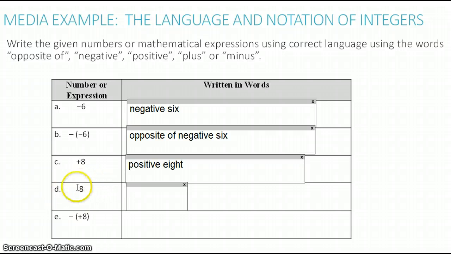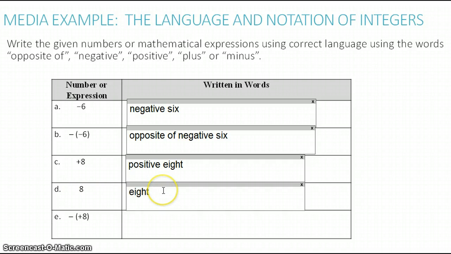For part D, we have an 8 but no symbol. So we learn that typically we don't write the positive sign in front of a number, but sometimes we'll be simplifying and we will get the positive sign there, so it's good to know what it means. So this is equivalent to +8, but we would read this as just 8.